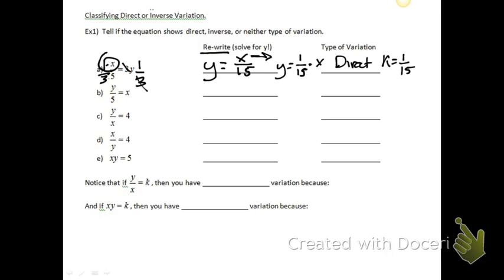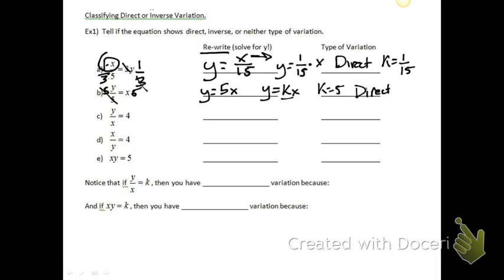Let's take a look at part B. Here, if I was going to solve for y, multiply both sides by 5, and the 5's can cancel, and I'd get y equals x times 5, or just 5x. That's pretty straightforward. That looks like y equals kx, right? Y equals kx being direct variation. The k value here is 5. So if I write k equals 5, we know that this is our direct variation.